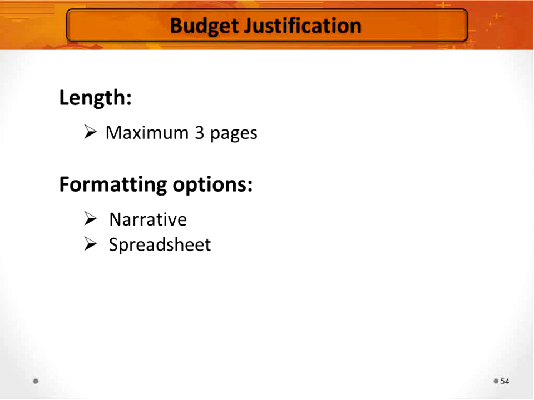You're allowed up to 3 pages for your budget justification. It's uploaded separately within the budget section and is not counted towards any of your other page limits in preparing your proposal. There is no specific format required for a budget justification. In a minute, I'm going to review 2 styles that you might want to consider as budget justification formats. One is a narrative style and the other is a spreadsheet style.